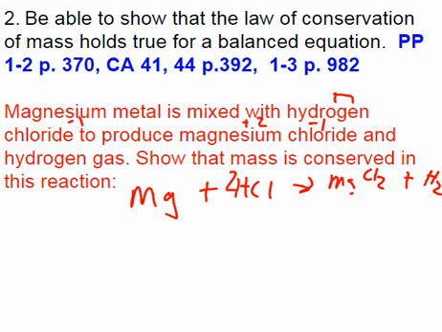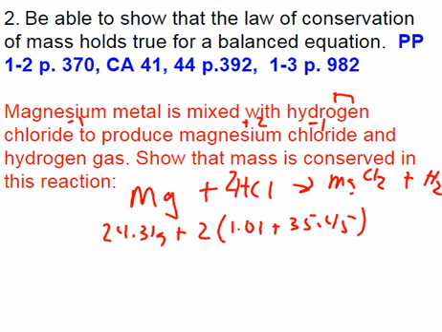So now that I've got the balanced equation, how can I show that mass is conserved in this reaction? I need to get my periodic table out and look up the mass of each piece. So magnesium, I look up, it's 24.31 grams. And I'm going to take 2 times the mass of HCl, so 1.01 plus 35.45, times 2.